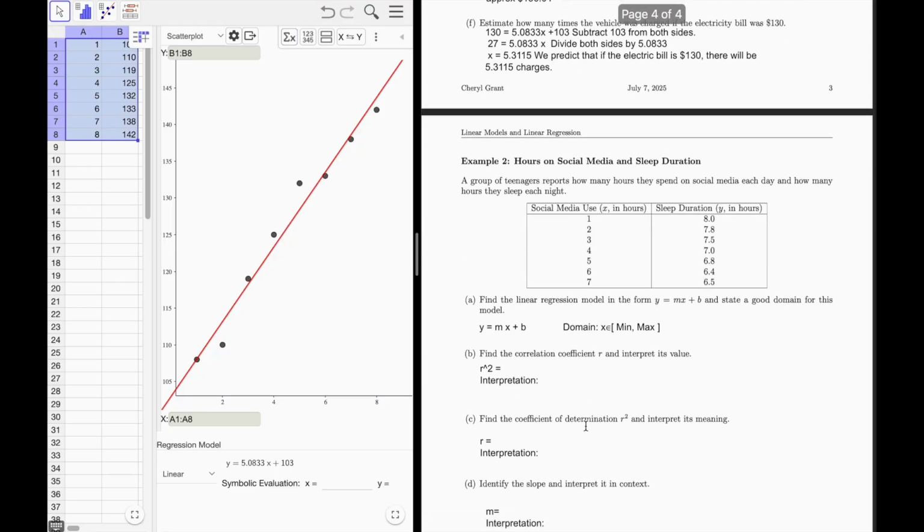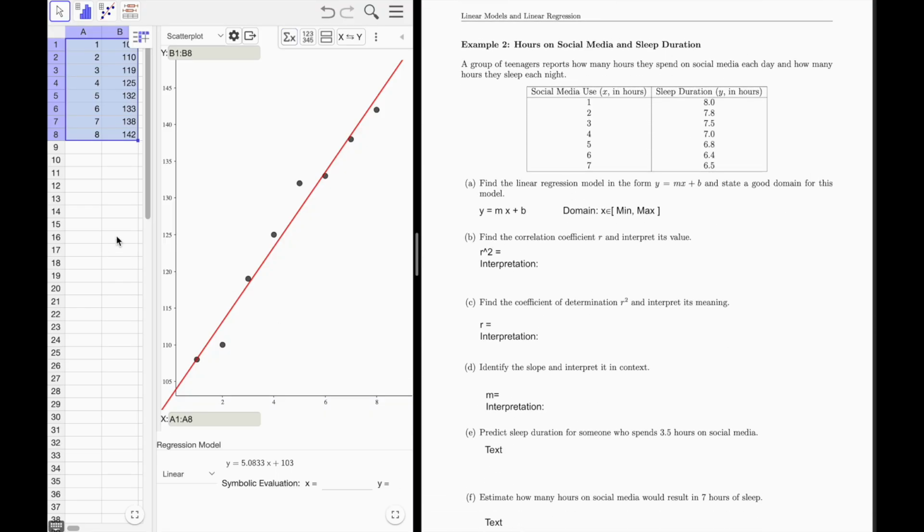All right, let's look at the next example. Now again, I have my values preloaded. That's in my C and D column. If you do not have those preloaded, take a minute, pause the video, and enter those into your spreadsheet.